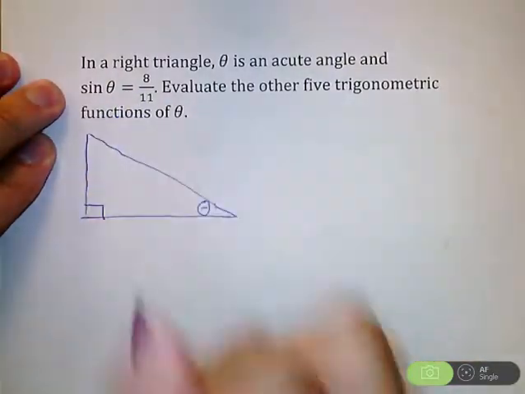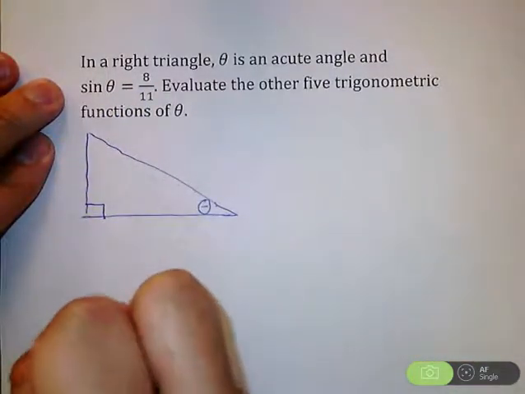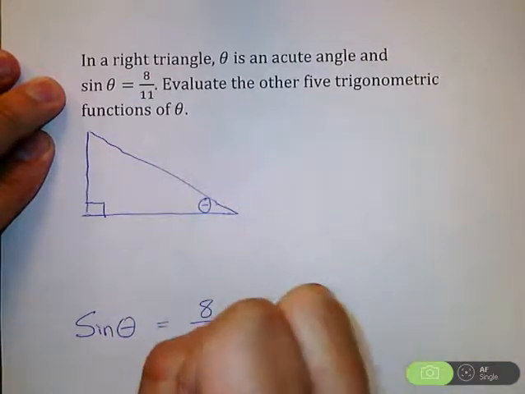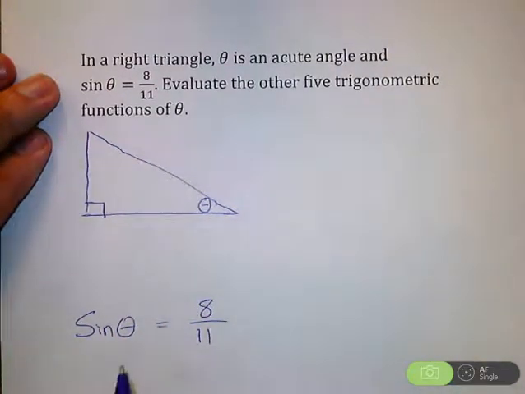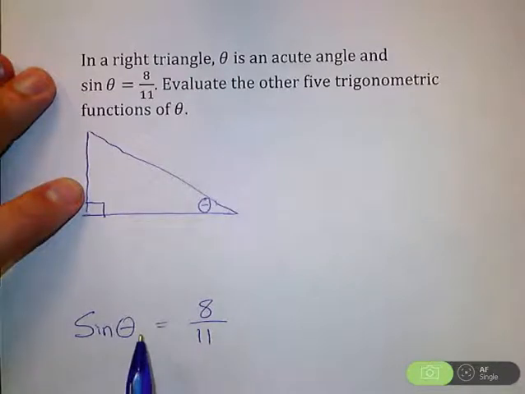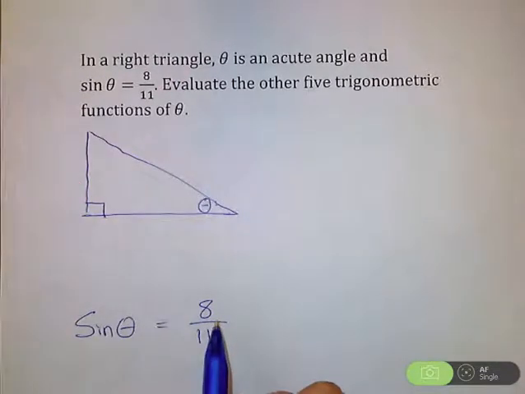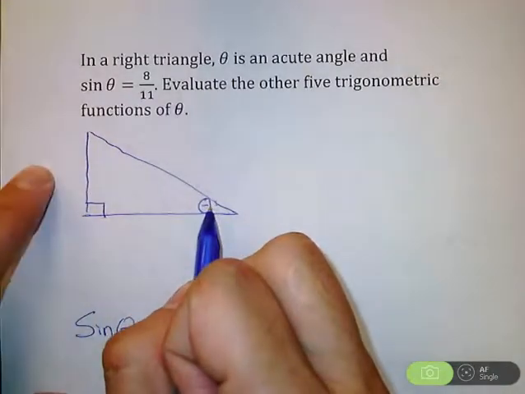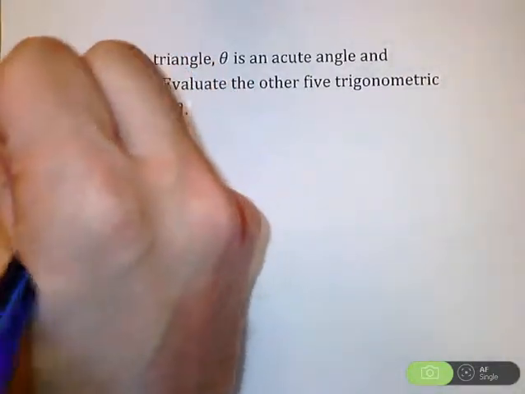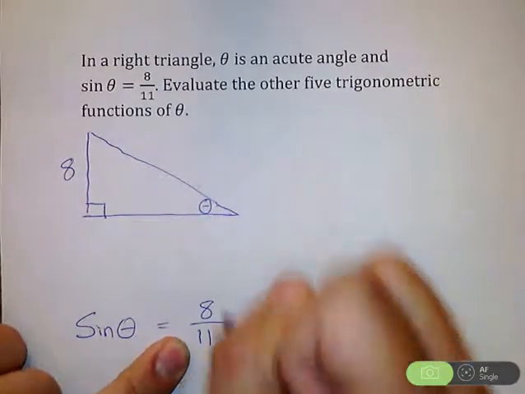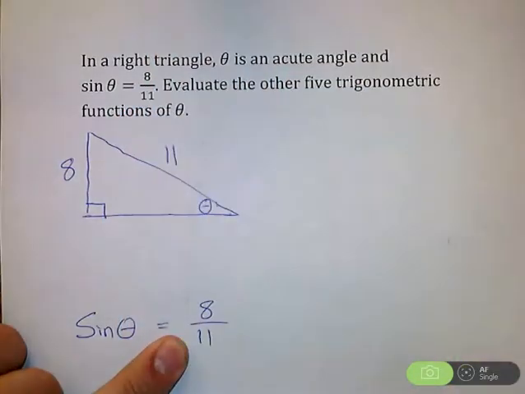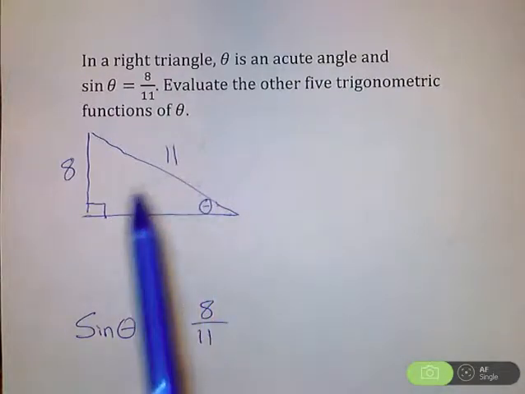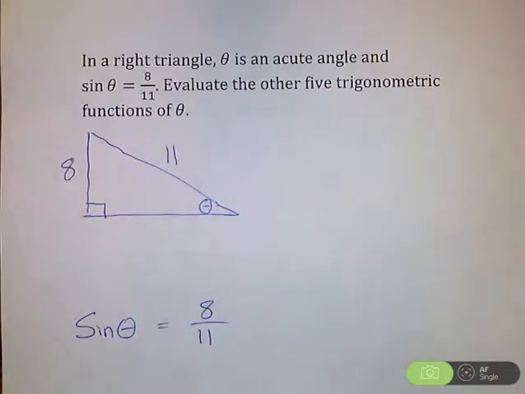So I know sine of theta already. I know sine of theta equals 8 over 11. Now remember, when you take the sine of an angle, that is opposite over hypotenuse. So I know the opposite side is 8, and the hypotenuse is 11. So I now have myself a triangle with 2 of the sides filled in, but I'm missing the third side.